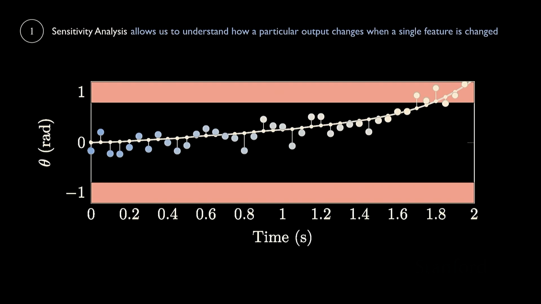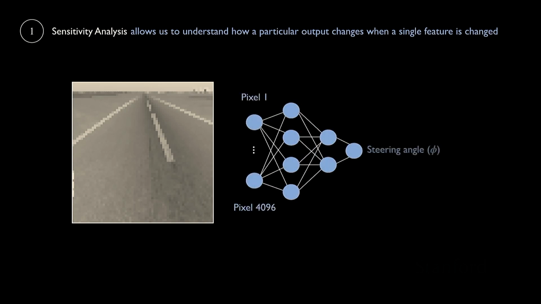Okay, so we can also do this for our taxi problem. Just to define it a little more, we have this image of a runway, and we pass this image through a neural network, and it outputs a steering angle that's supposed to keep us going straight down the runway. This is 64 by 64, so it has 4096 pixels total. What we could do is go through each one of these pixels, keep everything else the same, resample just the value of that pixel, and see how it changes our steering angle.